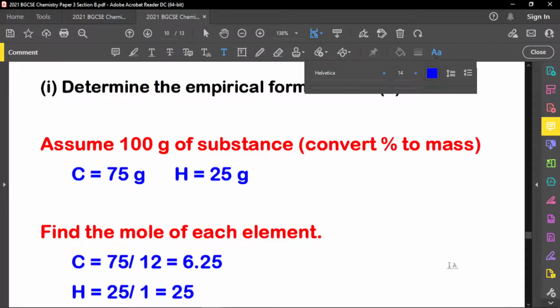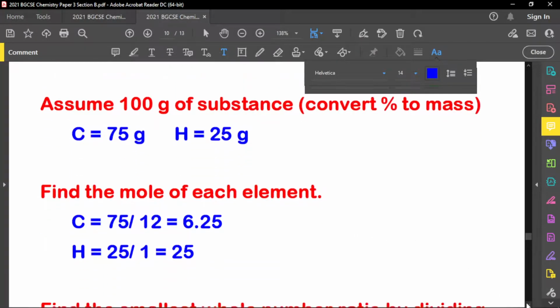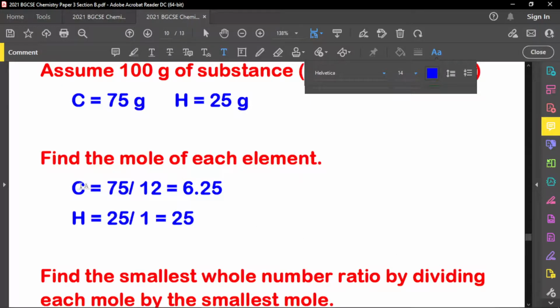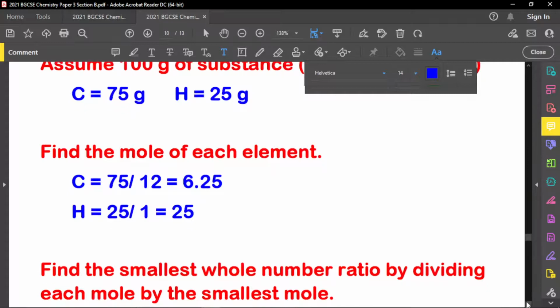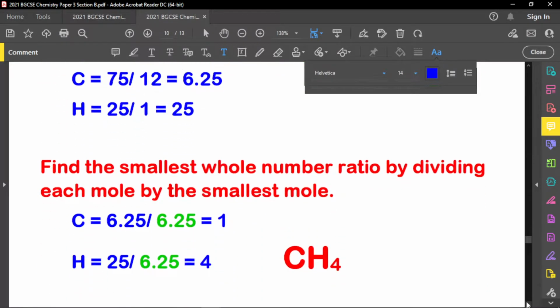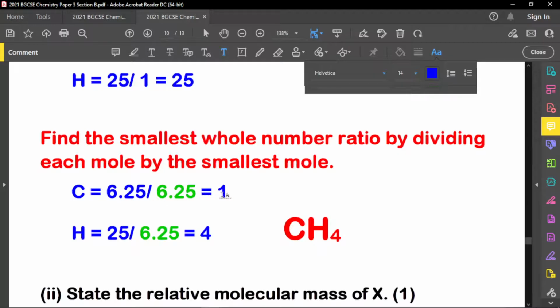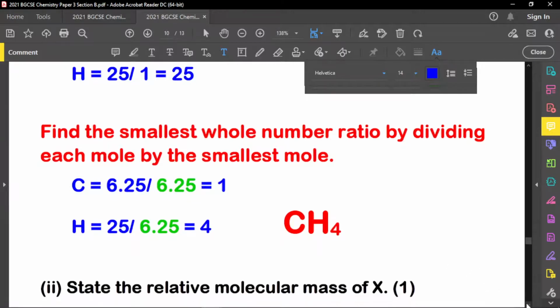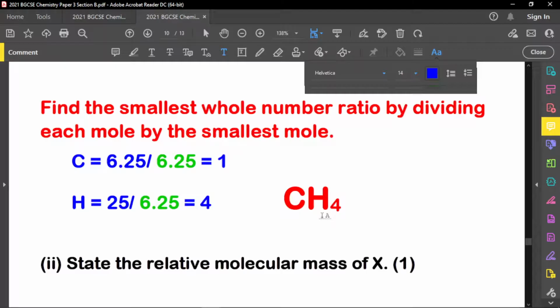Next step is to convert these masses into moles. So we're going to say 75 divided by 12, which is the mass number for carbon, and 25 divided by 1, which is the mass number for hydrogen. Respectively, we get 6.25 and 25. After that, you find the smallest whole number ratio by dividing each of the moles by the smallest mole, which here is 6.25. For carbon we get 1, and for hydrogen we end up with 4. So the empirical formula is CH4. As a name, that could be methane, but that's an empirical formula, so it's not necessarily the actual name, but at this point we can call it methane.